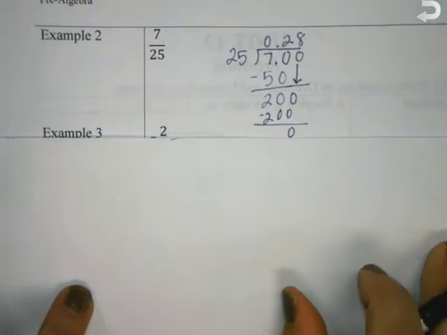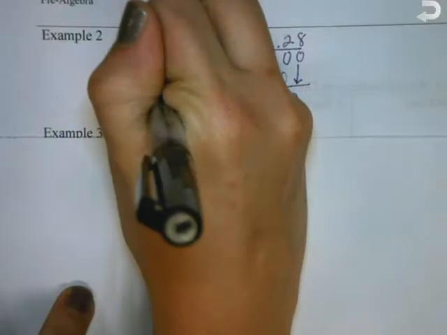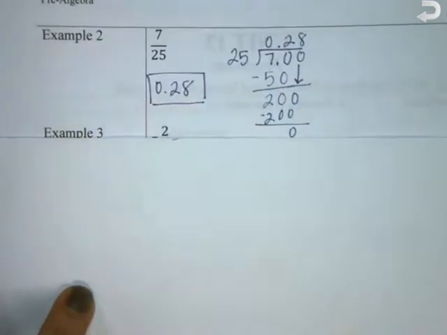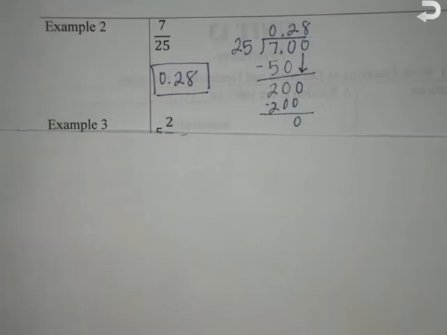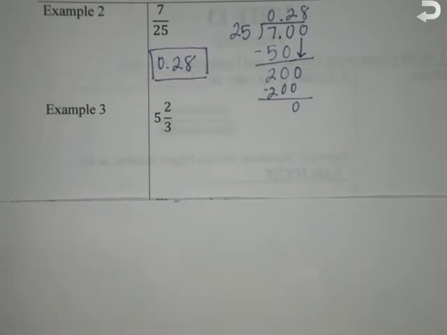Okay. So example 3, what happens if the number is a mixed number? Do I need to change it to an improper fraction? Actually, I don't. If I change it to an improper fraction, I'm going to be doing double duty. What does this 5 whole number tell me? It's going to be 5 point something, right? So let's just divide the fraction. So let's divide 2 divided by 3.